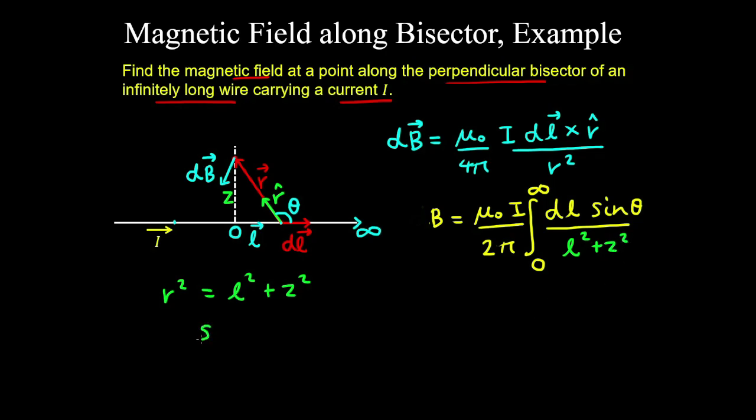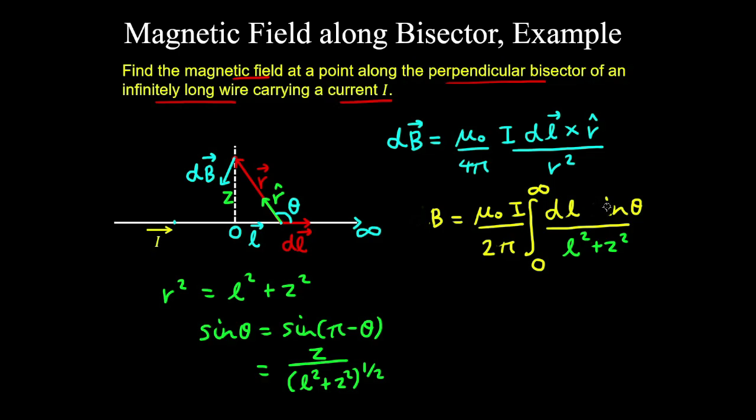And by trigonometry, we know sine theta is equal to sine of pi minus theta, being the supplementary angle. So that will be equal to the opposite on the hypotenuse, which is Z on R. And by Pythagoras, R is (L squared plus Z squared) to the 1/2.